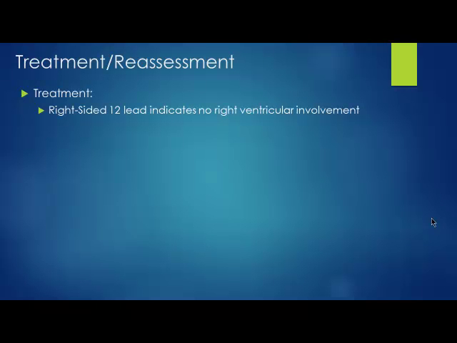Alright, right side 12 lead indicates no right ventricle involvement. This is old. I wouldn't recommend high flow oxygen. Y'all know my stance on that. Give them a little bit of oxygen if you need to, but not high flow.